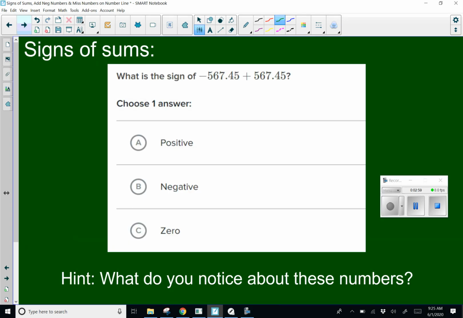Let's take a look at this one. What is the sign of -567.45 plus 567.45? Well, the first thing I want to ask you is, what do you notice about these numbers? They are the same numbers, but one is positive and one is negative, which means that they are opposites or additive inverses. And as we just went over, whenever you add additive inverses together, we will always get 0.